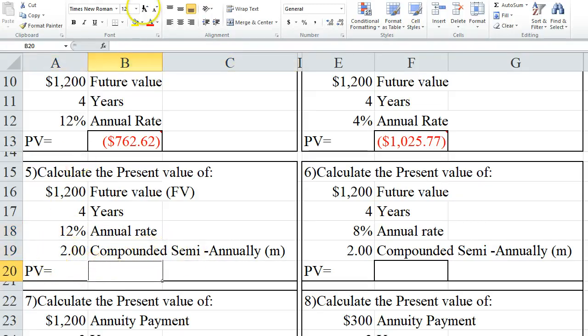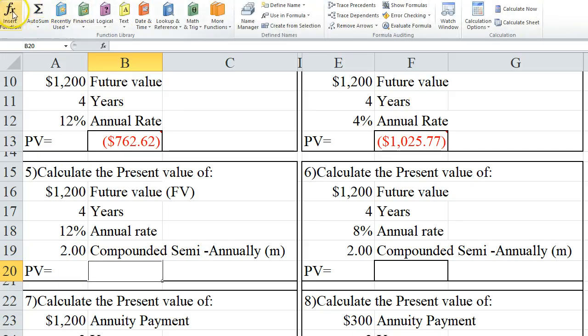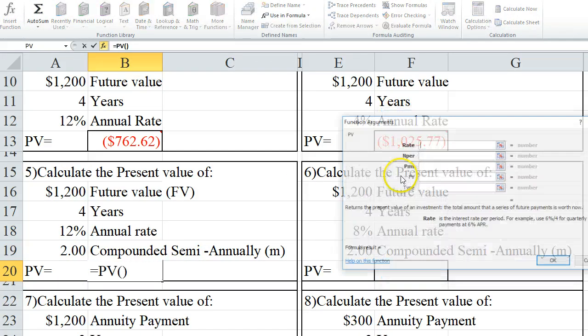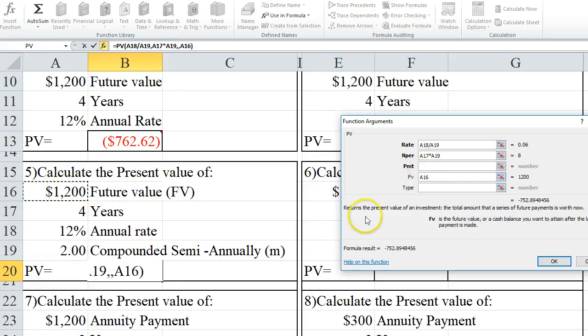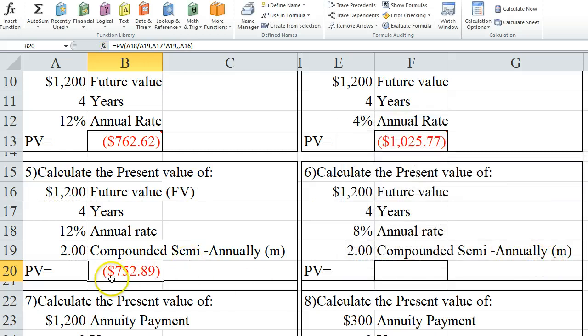So when we calculate this, again, we're going to use the future value. So our rate is going to be the annual rate divided by 2 to get our semi-annual rate, and NPER is going to be our years multiplied by 2 to get our semi-annual NPER. Because NPER is not number of years, NPER is the number of compounding periods, and we have 8 compounding opportunities in semi-annual compounding for 4 years. Now we also have our future value. So if we calculate this, this would be the present value.